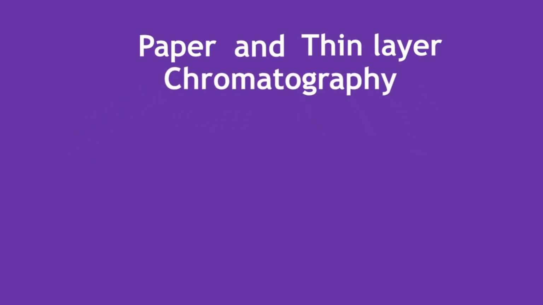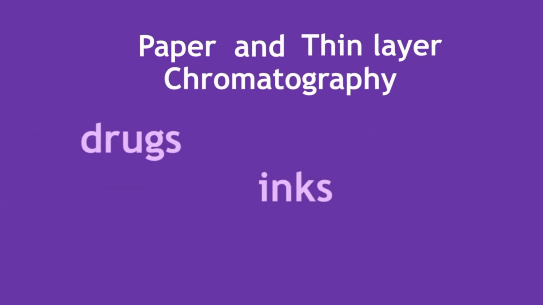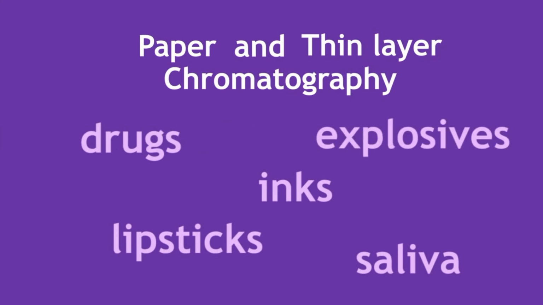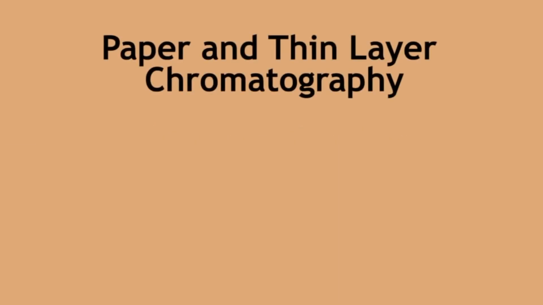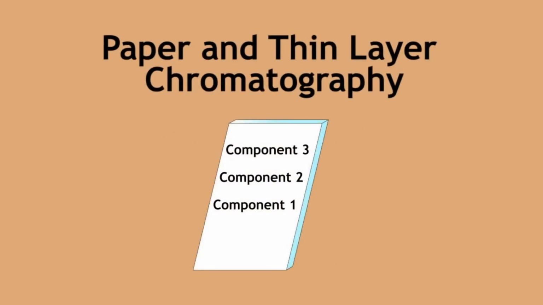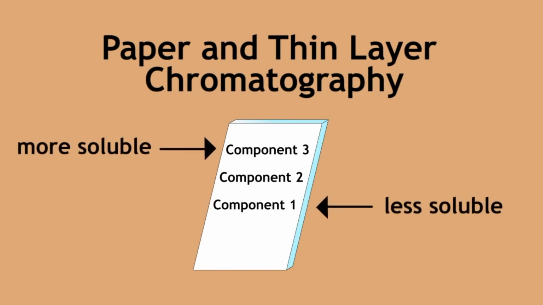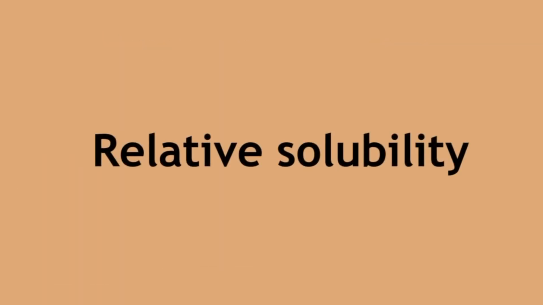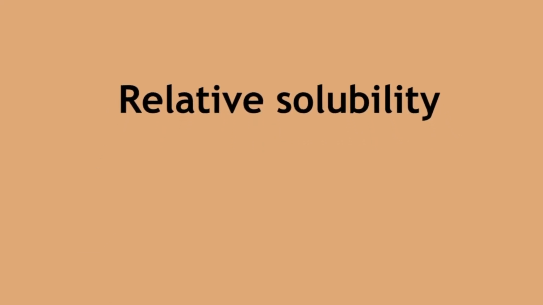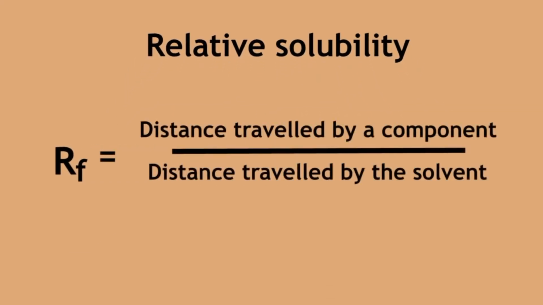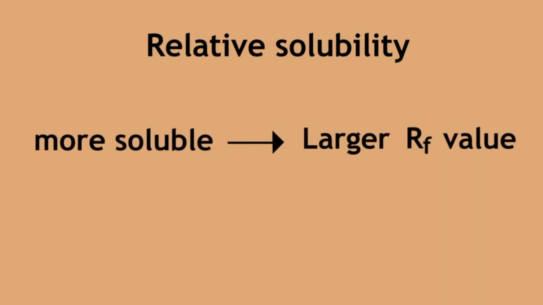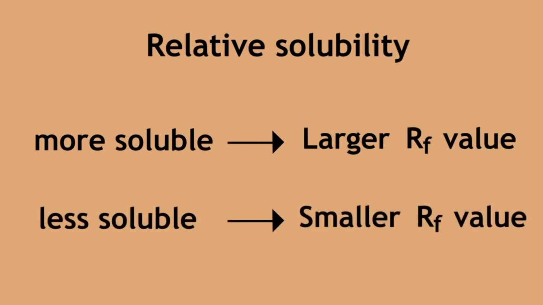These chromatography methods can be used to identify and compare samples of drugs, inks, lipsticks, saliva, and explosives, just to name a few. In conclusion, paper and thin layer chromatography are used to separate components of a mixture based on their solubility. The relative solubility of the separated components can be determined by calculating their retention factor values. More soluble components have a larger retention factor value, and less soluble components have a smaller retention factor value.